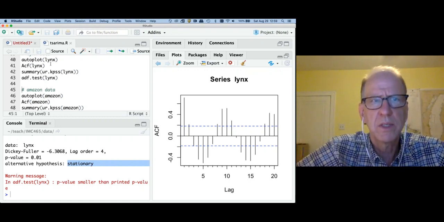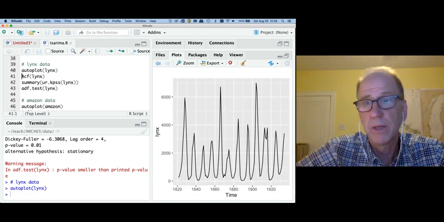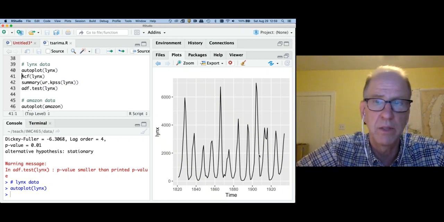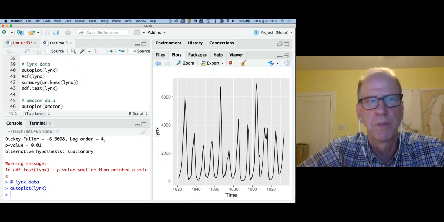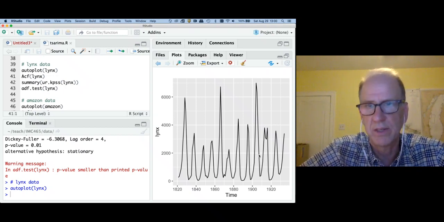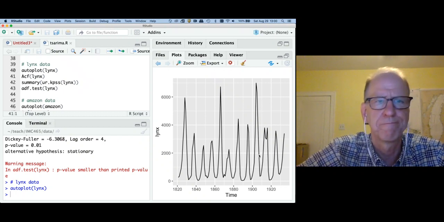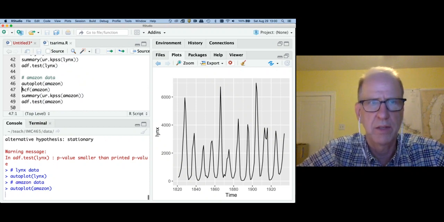So the reason this is stationary is because there's no trend, there's no non-constant variance, and there's no regular seasonality in this, even though it sure looks like a very unusual plot. But it's just a kind of famous example of a stationary data set that doesn't look like it is at first glance. Well, let's go look at the Amazon data that we've analyzed to death in this class.